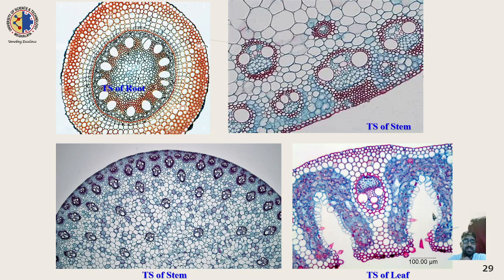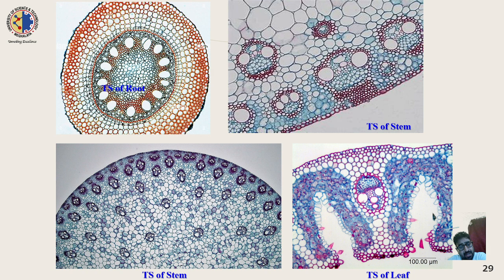Anatomically, they also vary from dicots. In this first picture, I am showing you the TS of root, the transverse section of root. Through this transverse section, you will find vascular bundles in between. These hollow, round structures are the vascular bundles. These are the xylem rings.